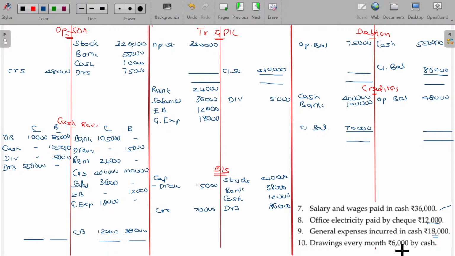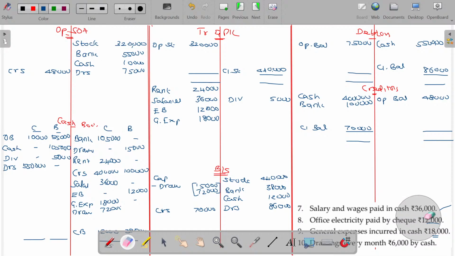Drawings every month, rupees 6,000 by cash. So monthly 6,000 means 12 months, 72,000 drawings. That too in the form of cash. Already 15,000 is there. With that, another 72,000 is added. This will be the drawings. I have completed posting all these items here. Clear?